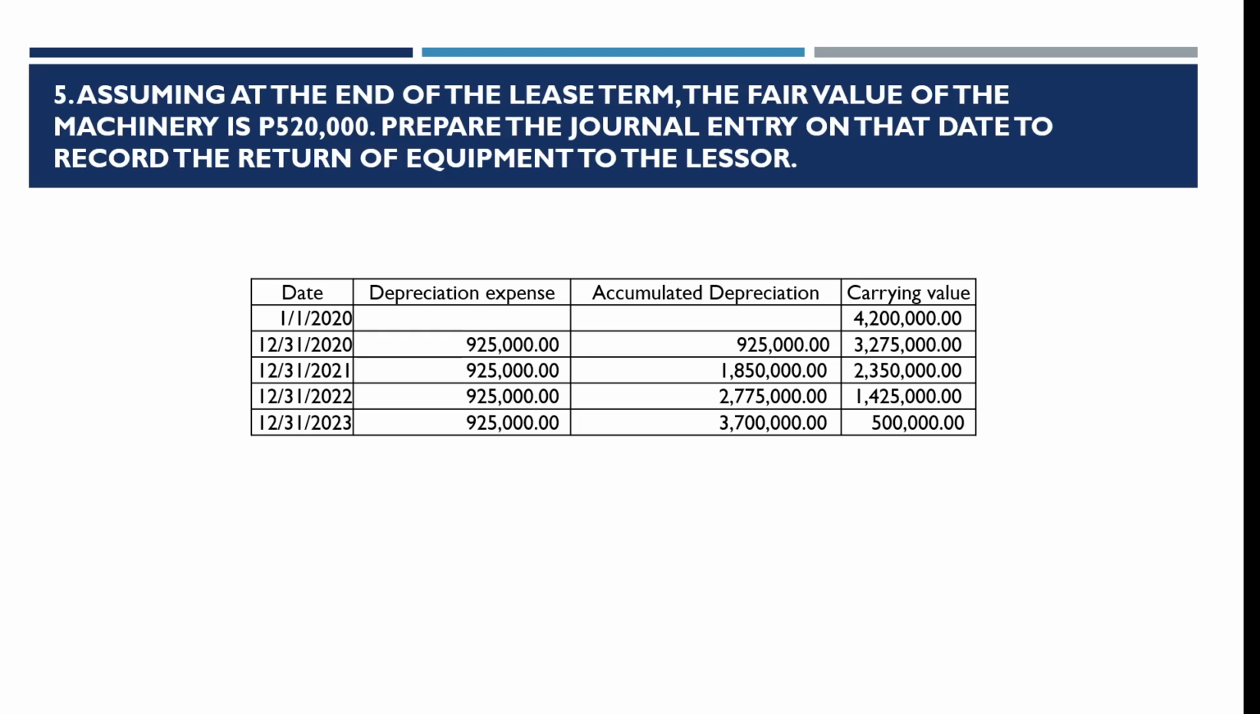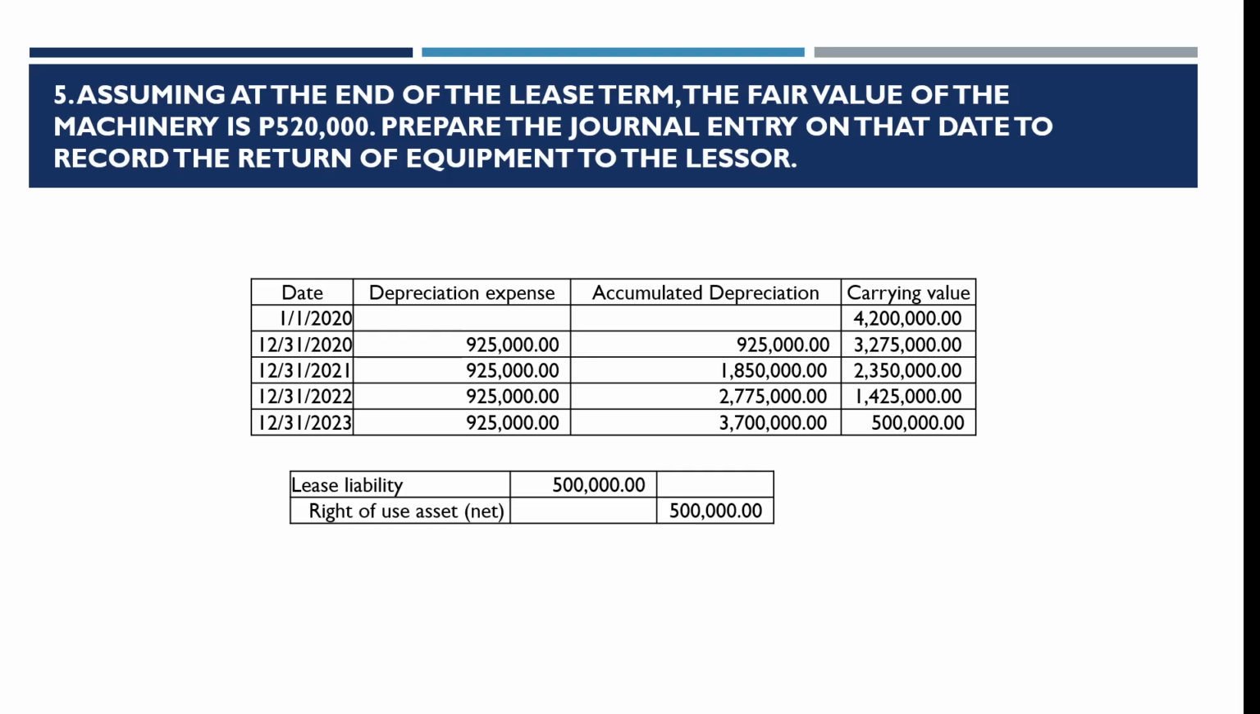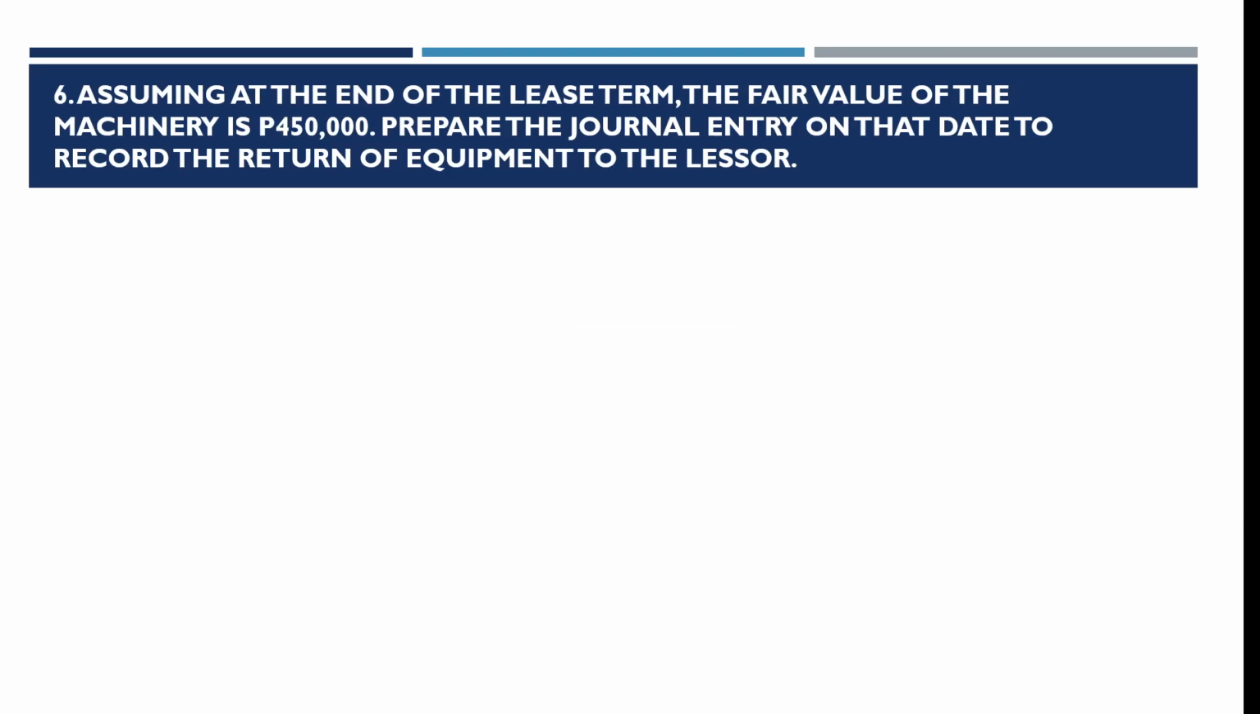O, ready na for the journal entry. Okay, ano journal entry natin pag ibabalik na yung equipment kay lessor? Debit, lease liability. And ano credit? Right of use asset. Tatanggalin na natin yan sa libro ni Lessee since binalik na natin kay lessor yung lease asset. Malinaw ba? That's your number 5. Number 6. Assuming at the end of the lease term, the fair value of the machinery is 450,000. Prepare the journal entry on that date to record the return of the equipment.